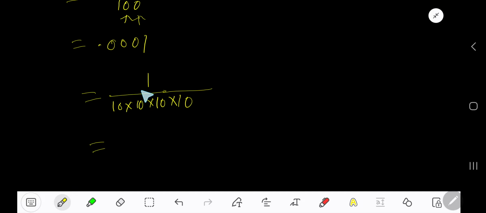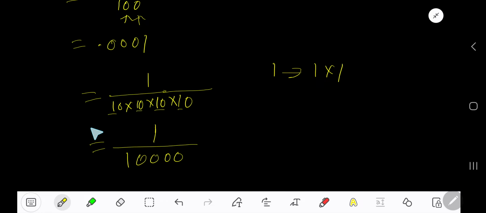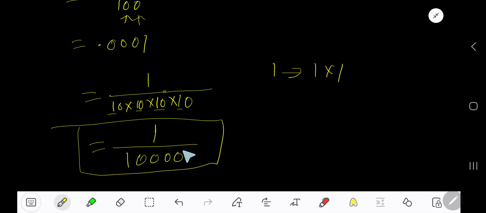Now look, we need to reduce this fraction. So 1 has only one factor, which is 1. So the common factor between 1 and 10 will always be 1. So you have nothing to do, just multiply. 1 times 1 times 1 times 1 equals 1. 1 2 3 4 zeros. So this is the lowest term or reduced form.